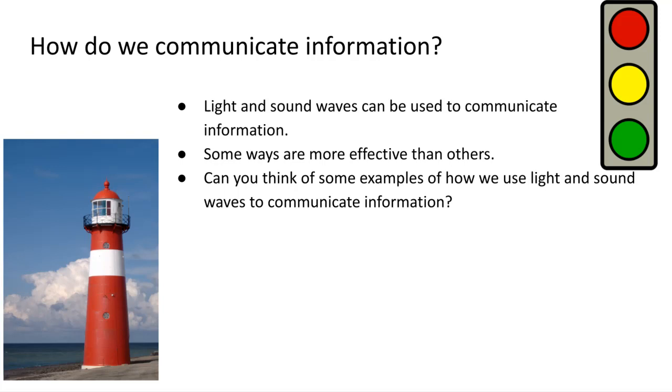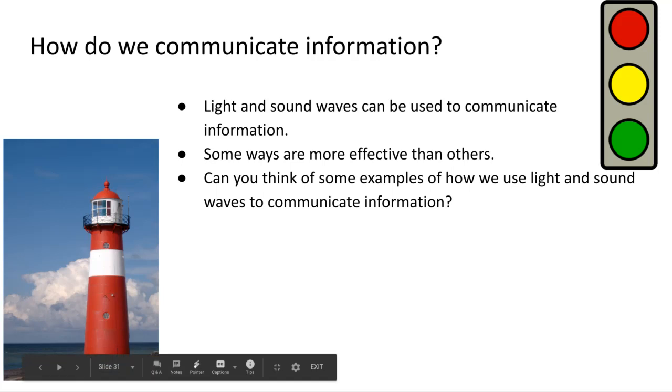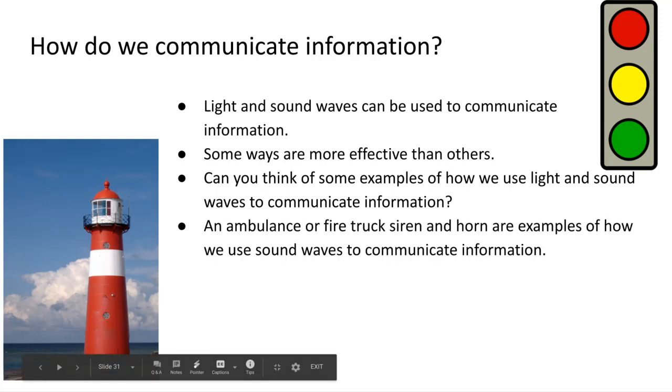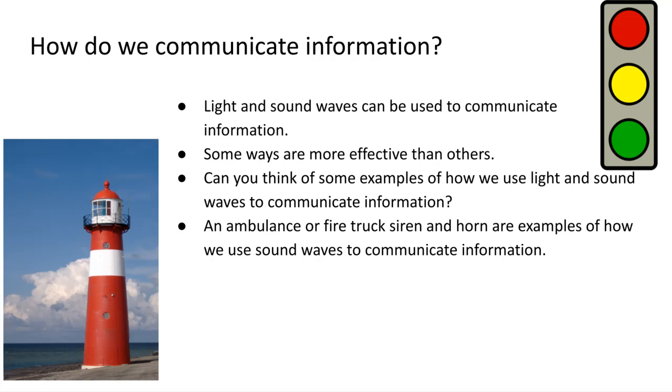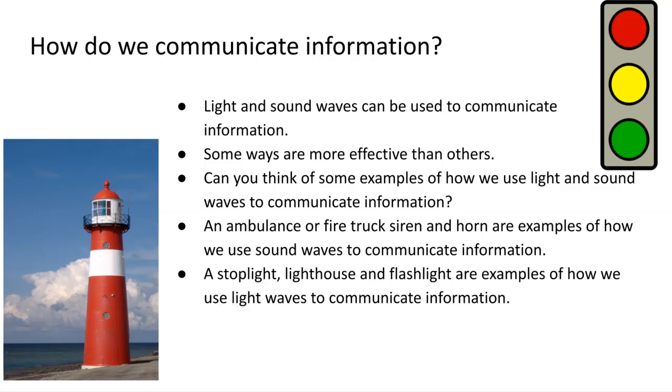Can you think of some examples of how we use light and sound waves to communicate information? An ambulance or a fire truck siren and a car horn or a truck horn, a train horn, are all examples of how we use sound waves to communicate information. A stoplight, a lighthouse, a flashlight are just some examples of how we use light waves to communicate information.